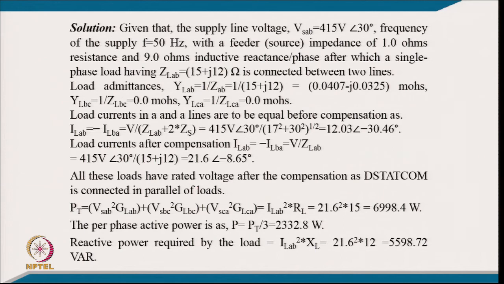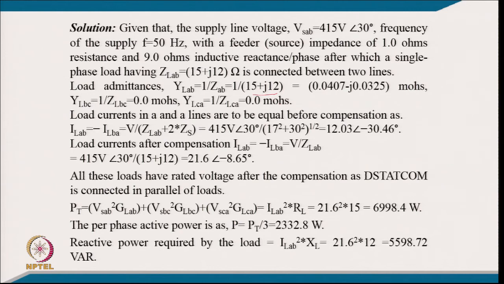So, coming to the solution, given that the supply line voltage is VAB equal to 415 at the angle of 30 degrees, and frequency of 50 hertz, with the feeder impedance of 1 ohm resistance and 9 ohm inductive reactance, after which the single-phase load of 15 + j12 is connected between the 2 lines. We can find out the load admittance YLB equal to 1 upon JB with this. For the other, YLB is not connected, it is 0, and YLC is also 0.